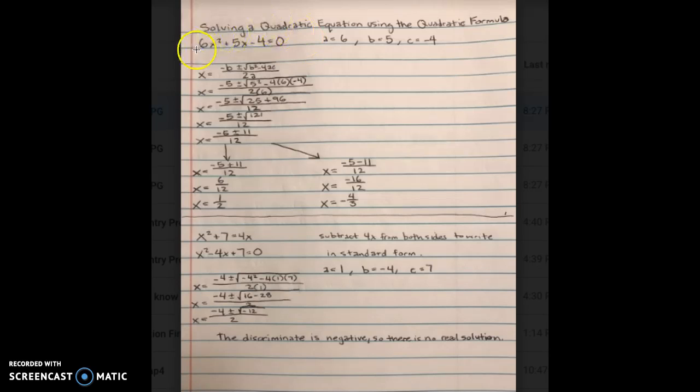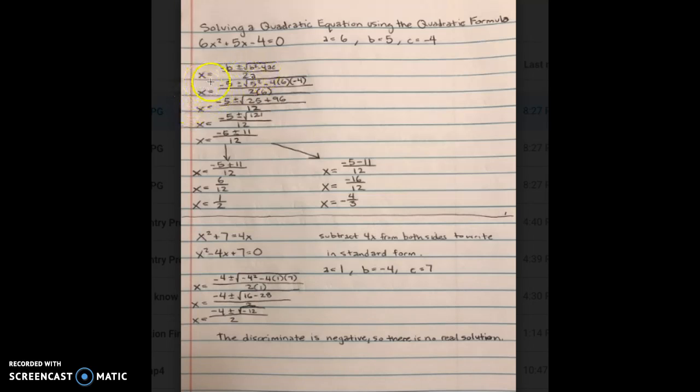All right, so our first one, 6 times x squared plus 5x minus 4 equals 0. Our a value is 6, our b value is 5, and our c value is negative 4. So we're going to plug that into this quadratic formula. So remember, that is x equals negative b plus or minus square root b squared minus 4ac all over 2a.